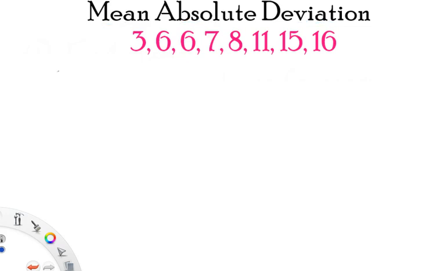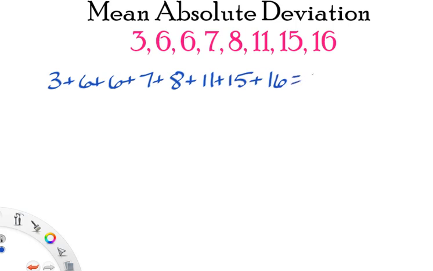So if we find the mean, we're going to take 3 plus 6 plus 6 plus 7 plus 8 plus 11 plus 15 plus 16. That's going to give us a total of 72. And since there are 8 numbers in our data set, 72 divided by 8 gives us a mean of 9. Step 1 complete. Now, how do we find the distance each of these numbers is from our mean?